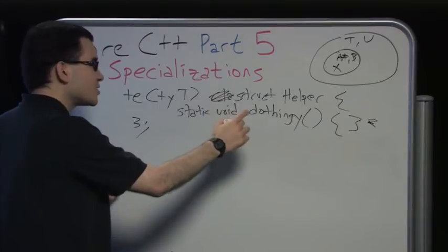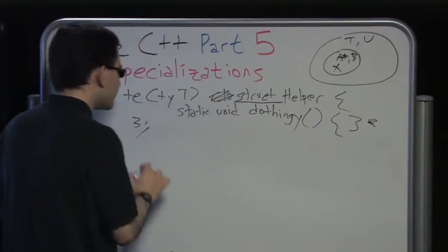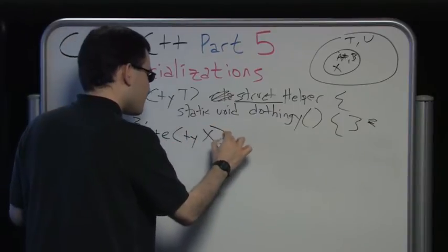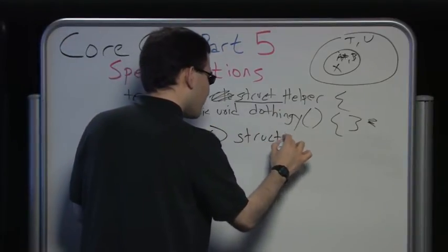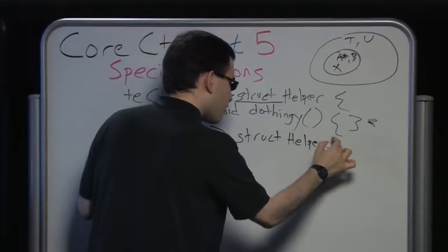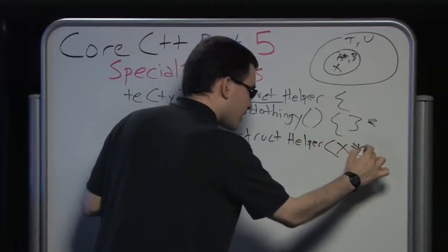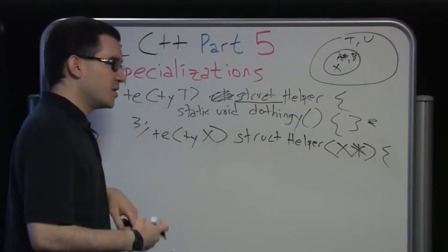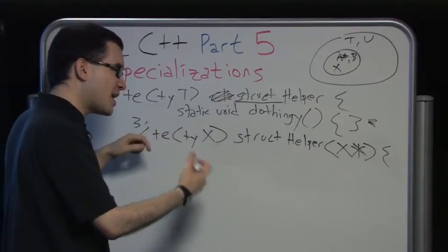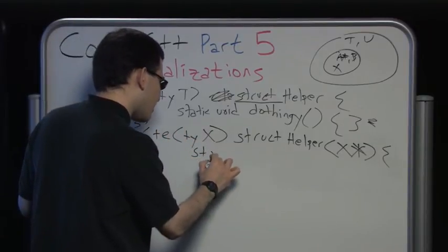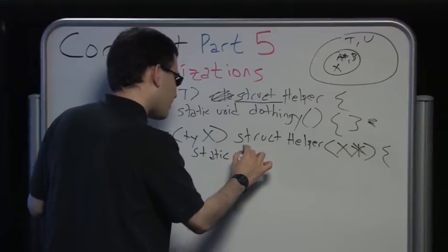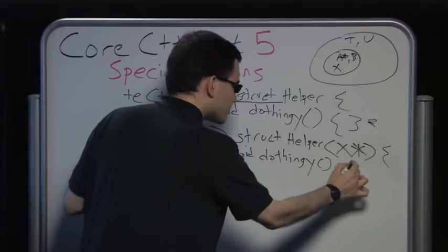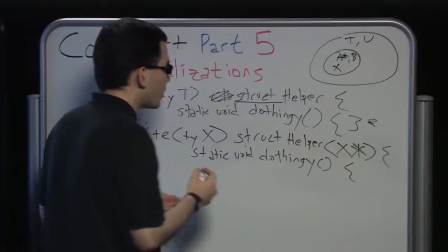And then I can partially specialize a class template, because that's totally legitimate. Template on typename X, struct helper, for only X stars, not anything else. And then here, I could have totally different guts, but in order to do this trick, I want the exact same signature. So I'll say static void doThingy, no arguments, and then go do something only for pointers.